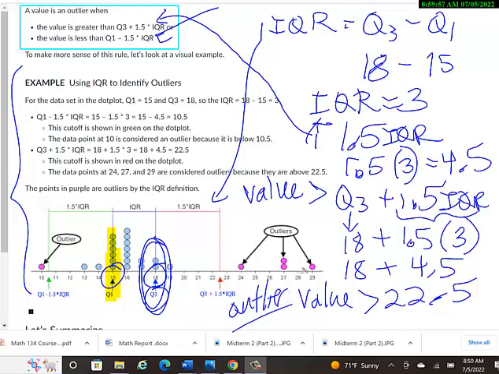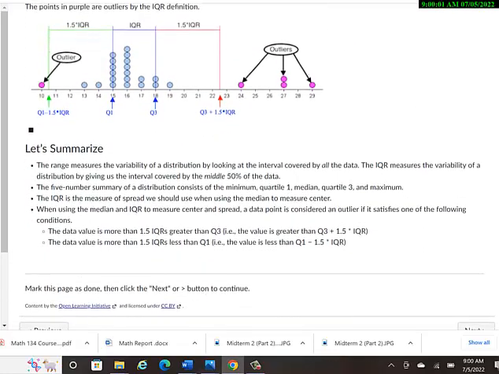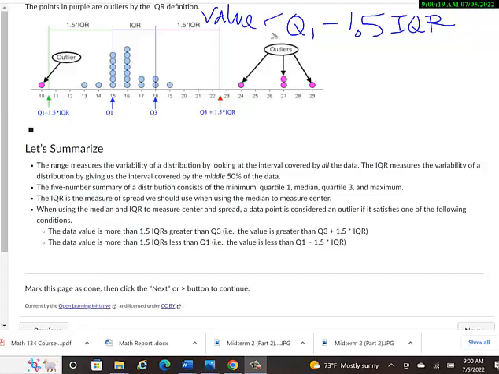But the other way also is, sorry, you can rewind that if you didn't get that, I'm sorry. In order to move the screen, I have to stop all the writing. Anyway, also Q1 minus 1.5 times interquartile range is another way. If there's a value less than that, that means it's an outlier on the left side. The first one that we calculated was an outlier on the right side.